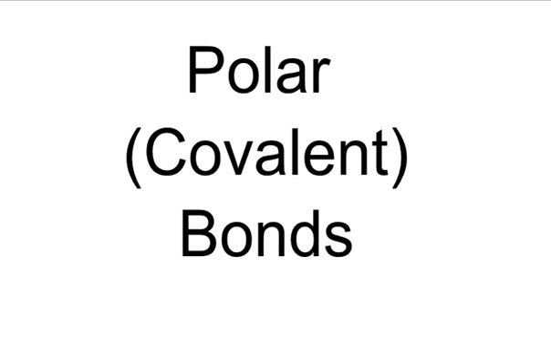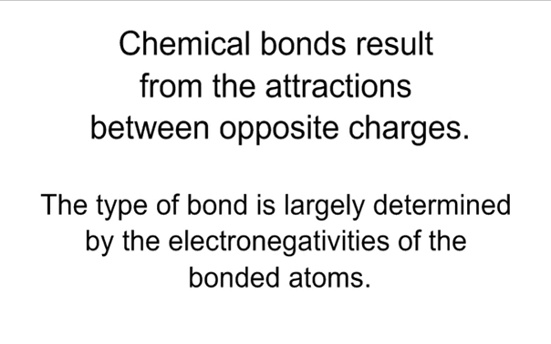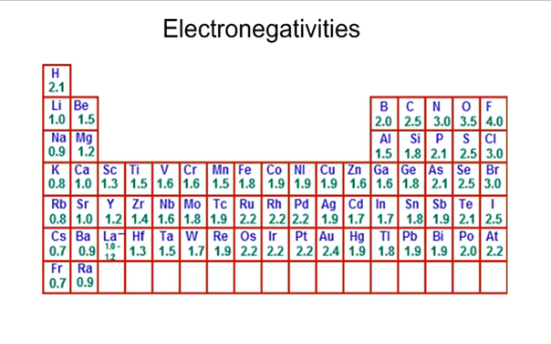This video is on a variation of covalent bonding called polar covalent bonds. What we've seen so far is that chemical bonds result from the attractions between opposite charges. The type of bond is determined largely by the electronegativities of the atoms that are being bonded together. When we consider electronegativities, remember it's just a numeric scale that represents an atom's attraction for electrons.